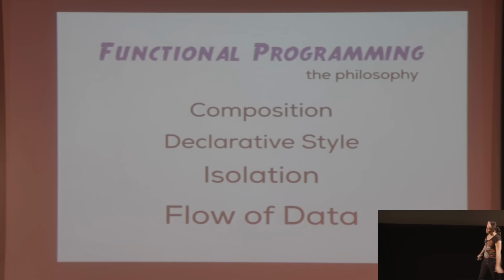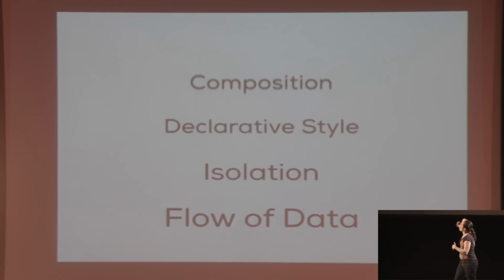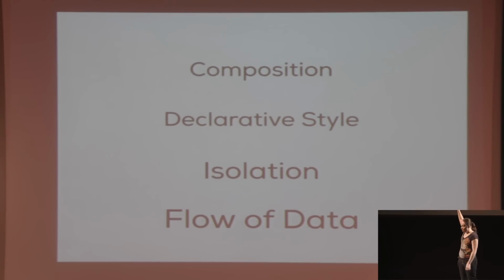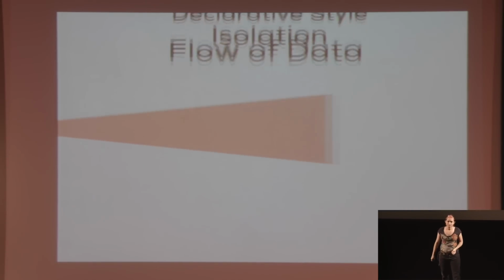I've got 4 principles of functional programming. These are not all of them, but these are common between React and functional programming. Composition and declarative style are totally part of React. And the other 2 are part of React and Flux to a lesser degree. And I'm talking about them today because I think if we really understand why these are important, then we can do them even more and our React code can be better.